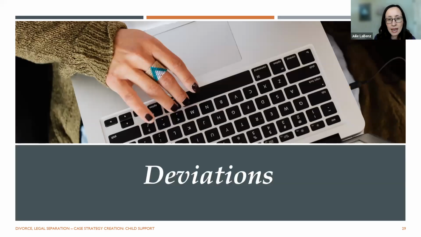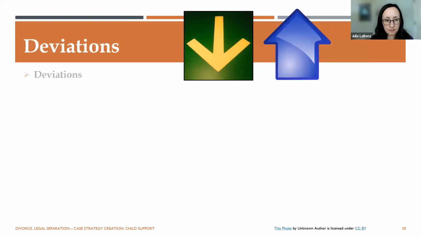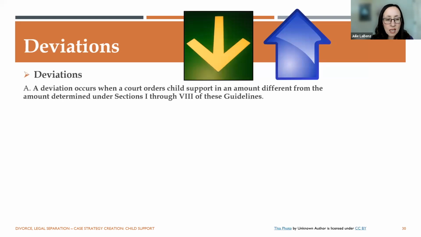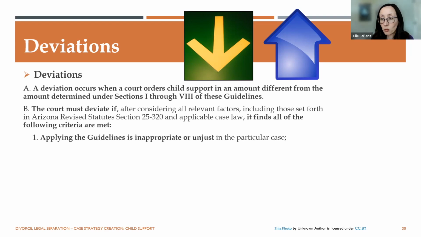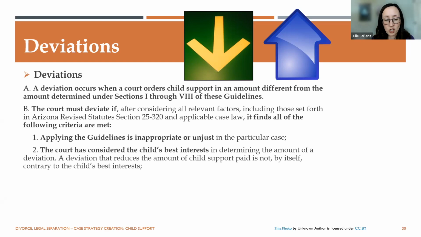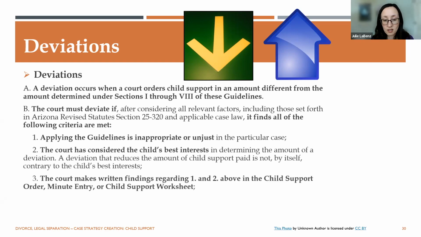All right, now let's talk about deviations. A deviation occurs when a court orders child support in an amount different from the amount in the worksheet. The court must deviate if it finds all of the following criteria are met. Applying the guidelines, so using the worksheet amount, is inappropriate or unjust. The court has considered the child's best interests, and the court makes written findings about number 1 and 2.